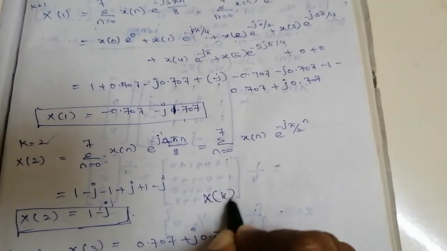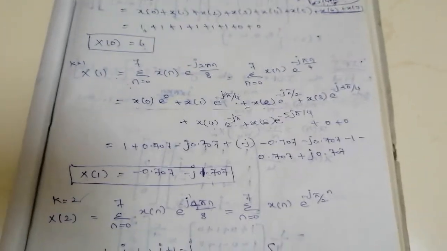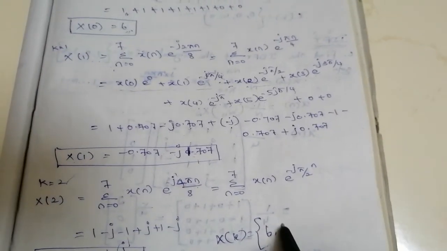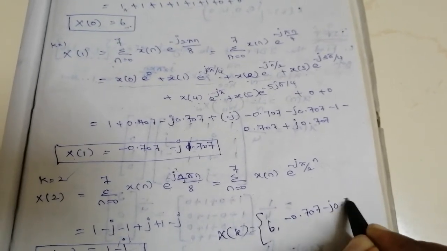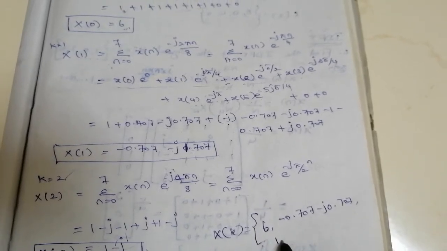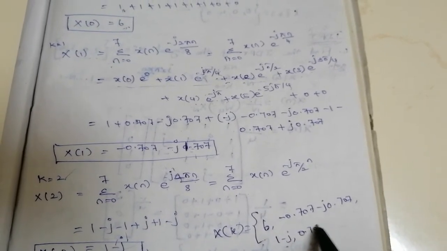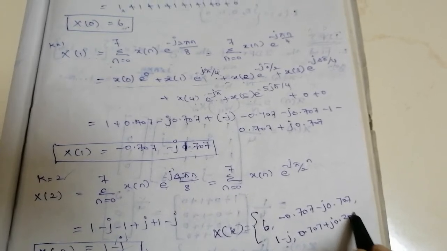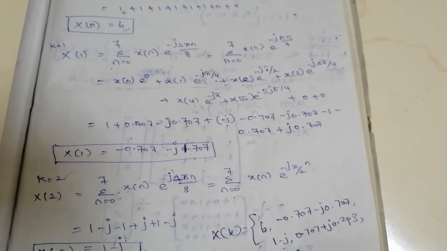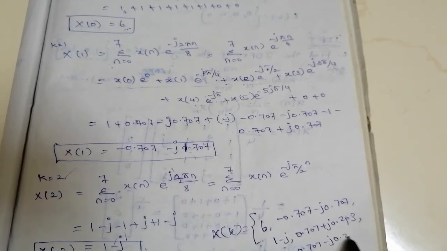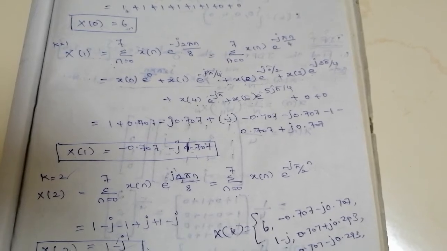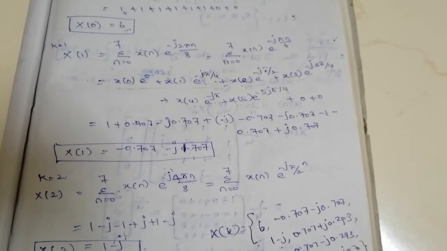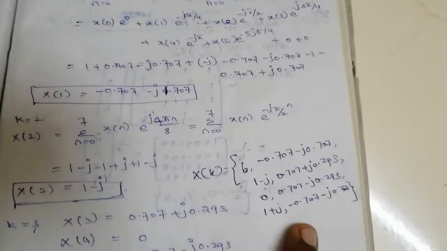So finally, we have X of k equal to X of 0 is 6, X of 1 is minus 0.70 minus j 0.70, and X of 2 value is 1 minus j. X of 3 value is 0.707 plus j 0.293, and X of 4 value is 0. X of 5 value is 0.707 minus j 0.293, and X of 6 value is 1 plus j, and X of 7 value is 0.707 minus j 0.707. So this is the DFT of the 8-point sequence.